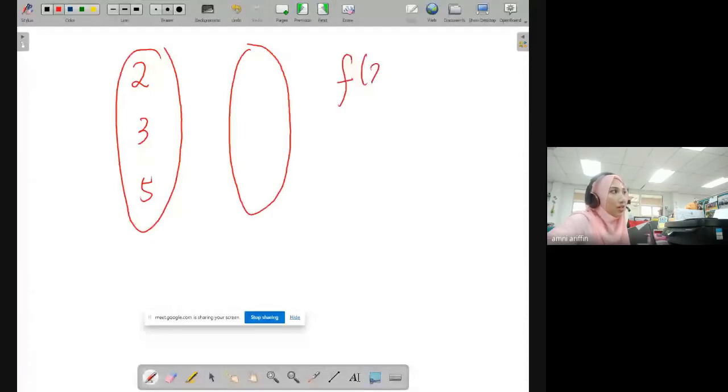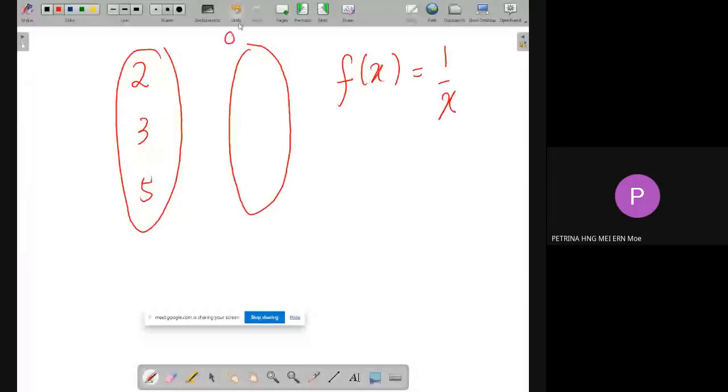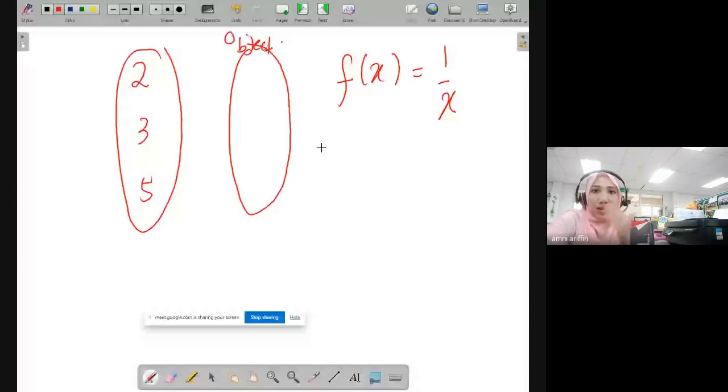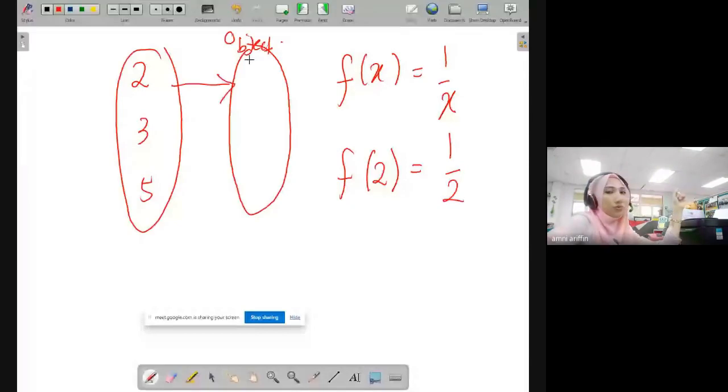So macam mana kamu nak cari image untuk object 2? Substitute. Bukan kamu tukar, kamu gunakan the word substitute. Yes, kamu gantikan nilai dia which is f(2). So jawapan dia akan jadi the image is 1/2. So you can complete this table.